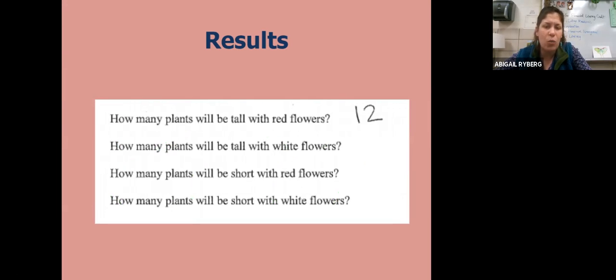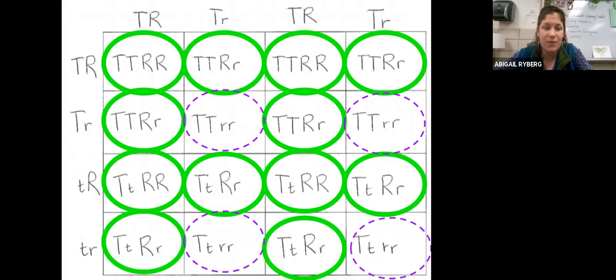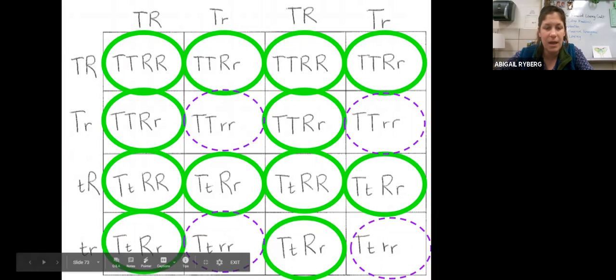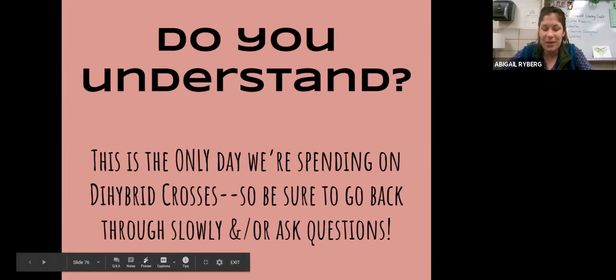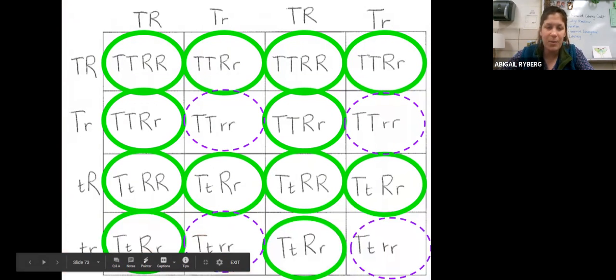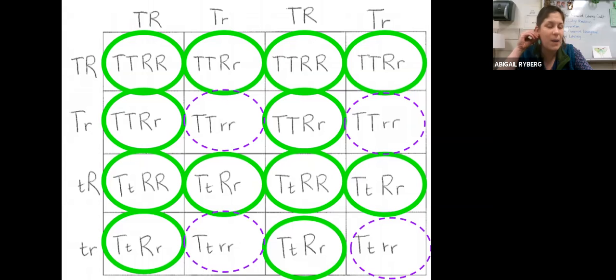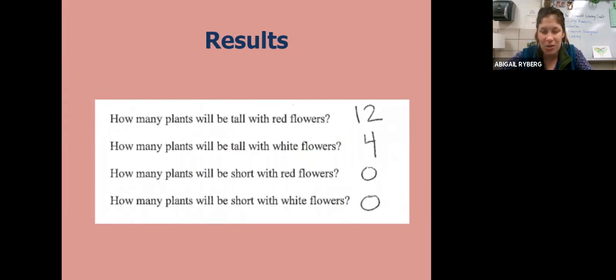How many will be tall with white flowers? So this is the dominant T, but little r's. And there's 4, right? So dominant T and little r, dominant T and little r, and so on. And then the rest are going to be 0. If we go back to the Punnett square, you'll see right off the bat that after analyzing the results, all of them are going to be one of the first 2 options. So the last 2 are 0.